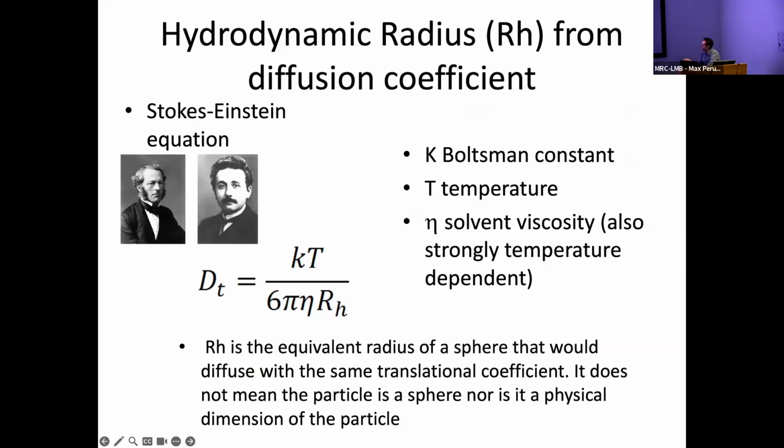So the radius, it's important to think, is that of a sphere that would diffuse with the same translational coefficient. So obviously the proteins are often not spheres, but you will get a measure that is the hydrodynamic radius, not the exact radius.